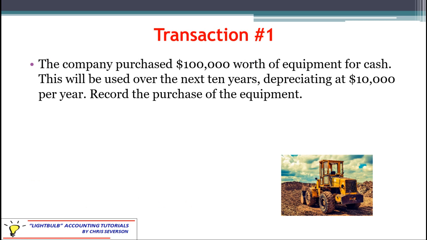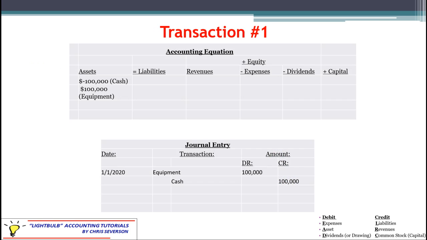So transaction number 1, we are purchasing something. Again, we're prepaying for it before we've used it completely. So things like equipment. We've purchased $100,000 worth of equipment for cash. This will be used over the next 10 years, and it will be depreciating at $10,000 per year for 10 years. So the transaction here is just simply to record the purchase of the equipment.